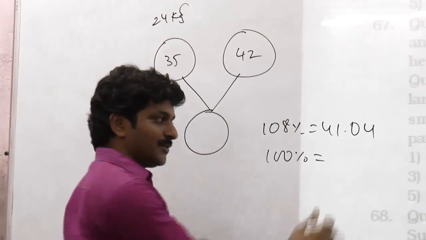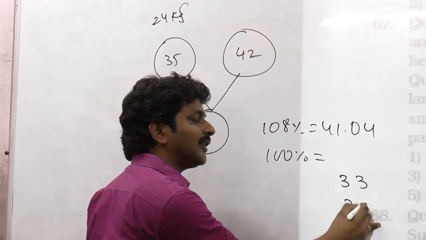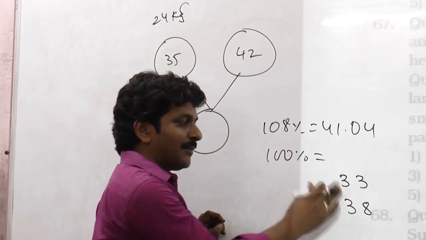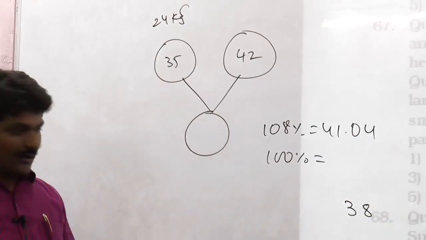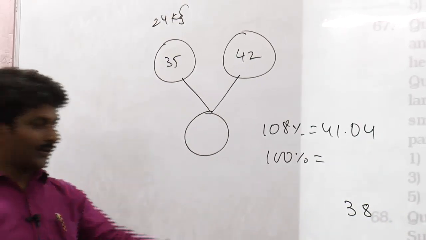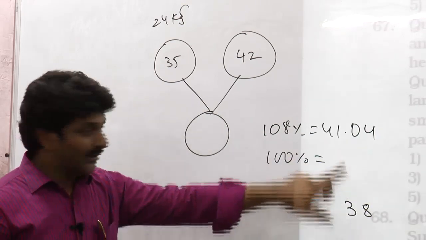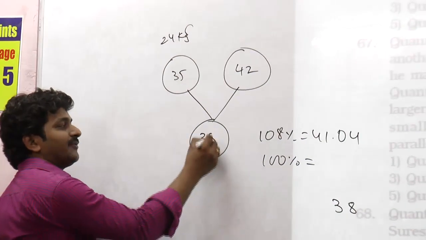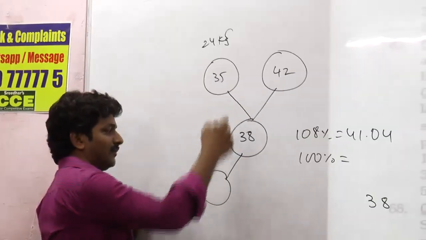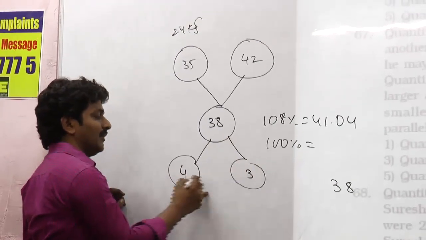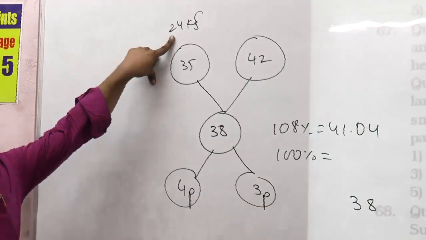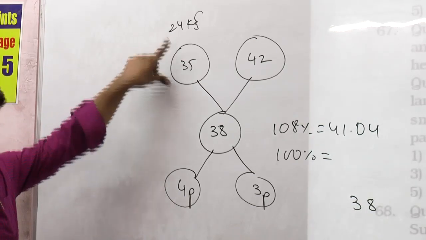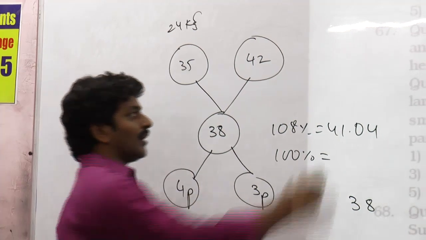There are only two possibilities, 33 or 38. Value cannot be less than 35, hence it must be 38. If you have any doubt, calculate 8% and add this, you will get 41.04. So the cost price of the mixture is 38 rupees. Go for alligation, 4, and here it is 3. So 4 parts of the first quantity is 24 kgs, 1 part is 6 kgs, 3 parts is 18 kgs. So quantity 1 is 18.